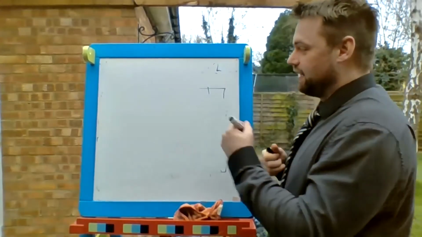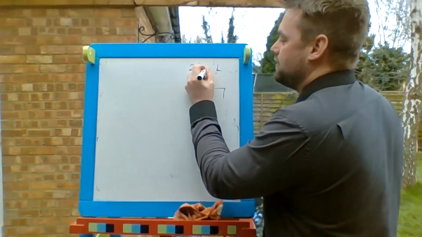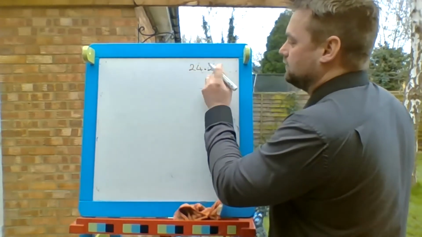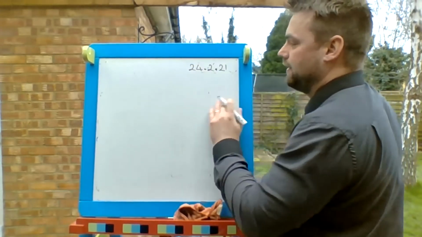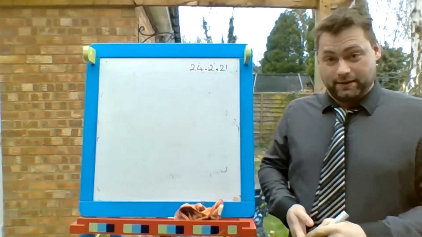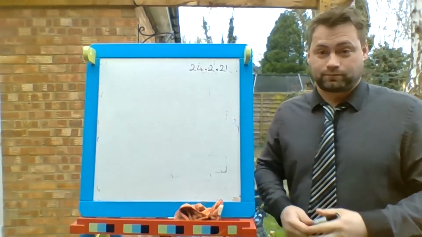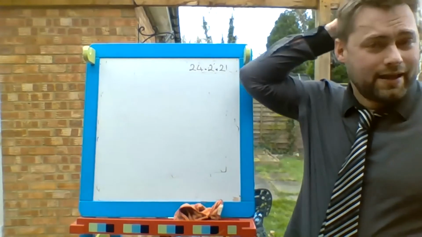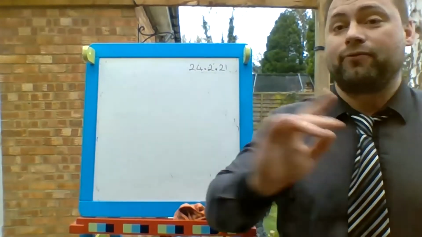Today's date is Wednesday, the 24th of February 2021. So we're nearing the ending of this month. And in today's lesson, we're going to continue looking at fractions. But before we do that, as always, we're going to do your arithmetic.